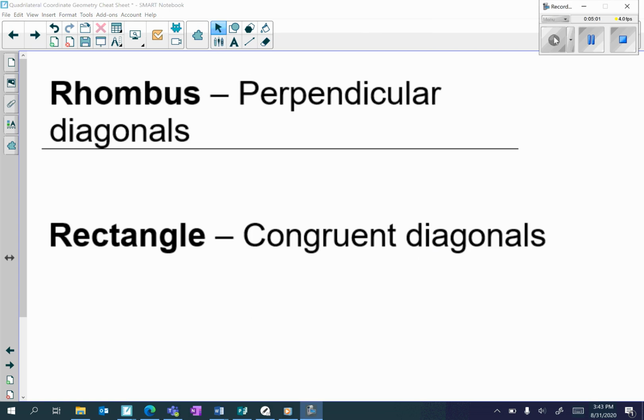Next, we have quick reminders that distinguish a rhombus from a rectangle. A rhombus has perpendicular diagonals, and a rectangle has congruent diagonals. These are two properties that you should be very familiar with.